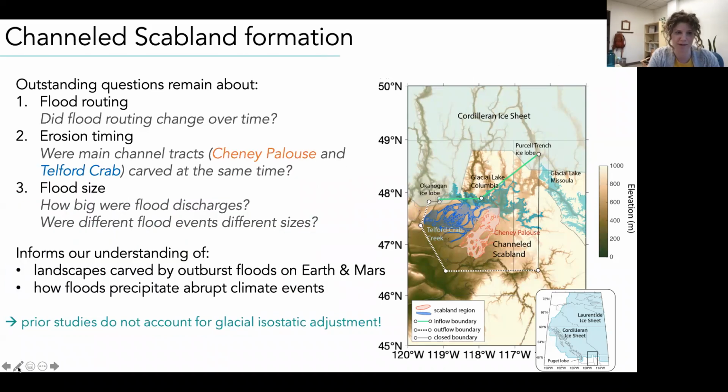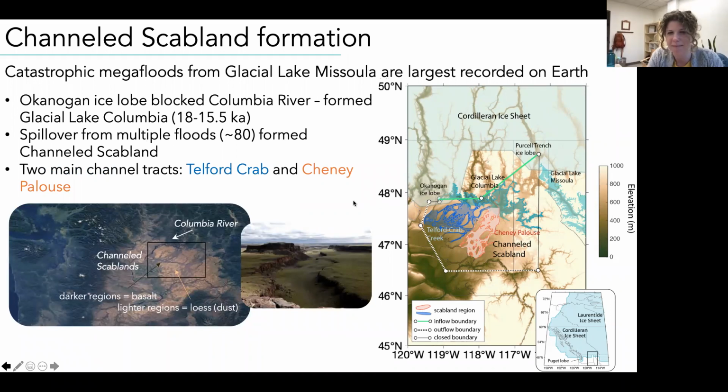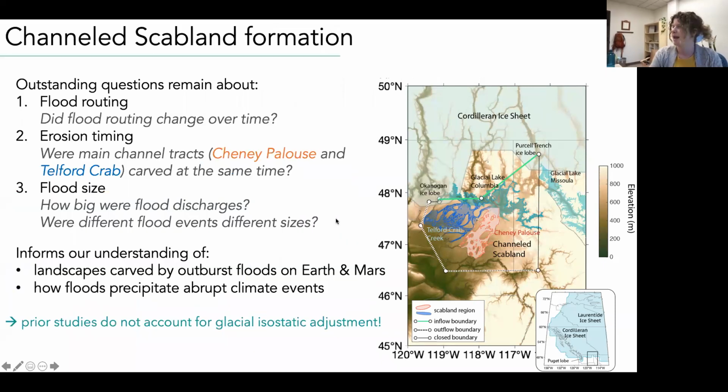Sorry, I think the timer is on, so it's advancing. I'm showing Telford Crab Creek in blue and Cheney Palouse in orange. These are regions where, when the Columbia River was blocked by this ice lobe and there were floods coming in from Glacial Lake Missoula, there was overspill into this part of the Columbia Plateau, and these channels were carved. There are a number of outstanding questions that remain about how the Channeled Scabland formed.